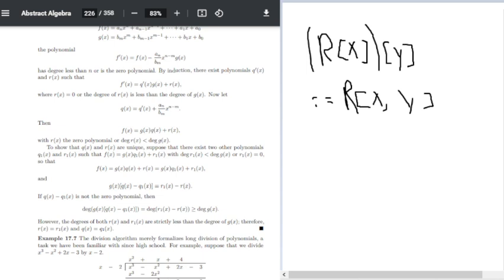If q of x minus q1 of x is not the zero polynomial, then the degree of g of x times q of x minus q1 of x is equal to the degree of r1 of x minus r of x, which is greater than or equal to the degree of g of x.